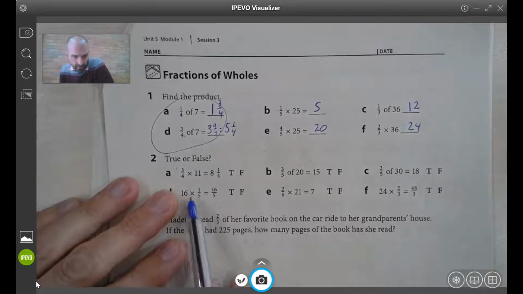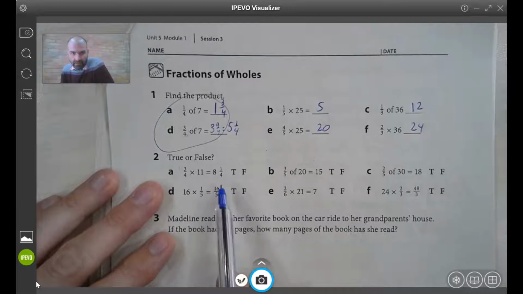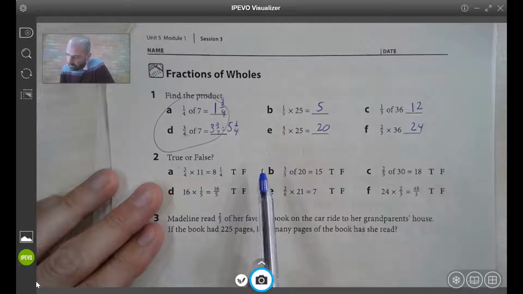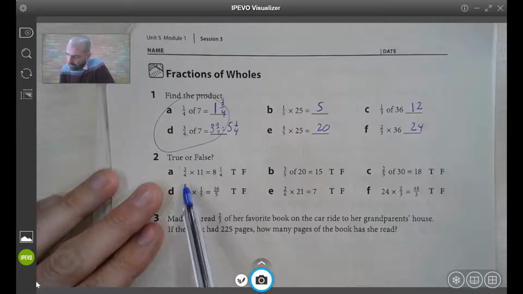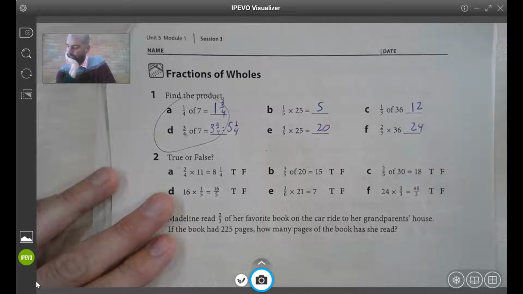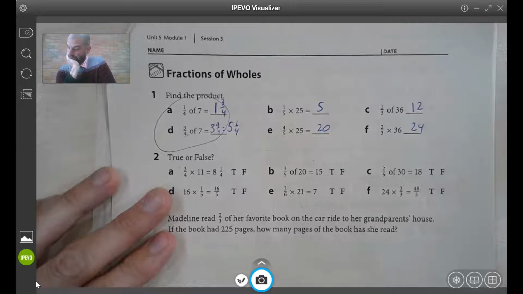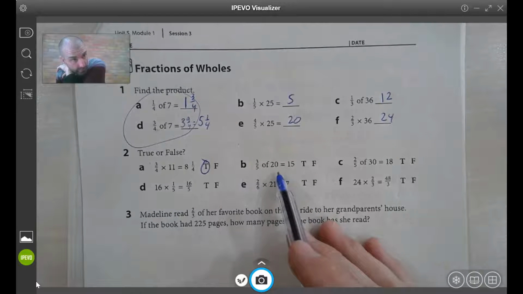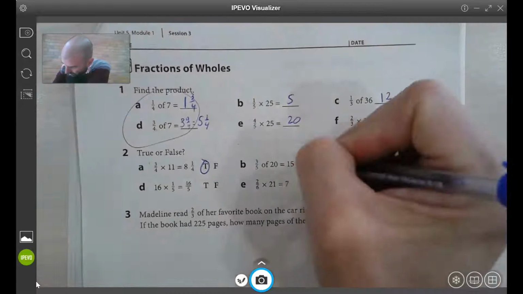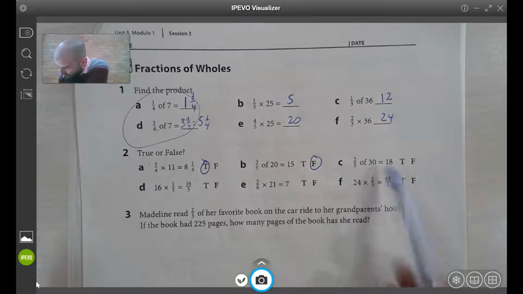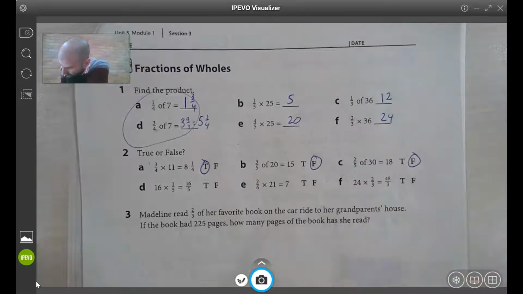True or false? 3/4 times 11 is 8 and 1/4. Well, I know 11 groups of 3/4 would be 33/4, which is 8 and then 1/4 left over. 3/5 of 20 is 12. 2/5 of 30 is 18. 1/5 of 30 would be 6. 2/5 would be 12.